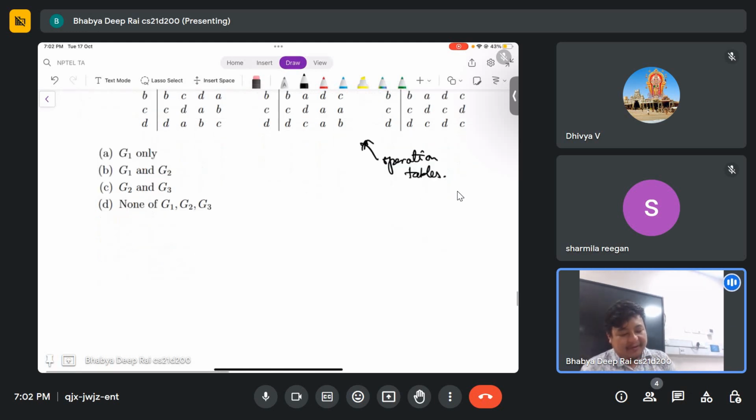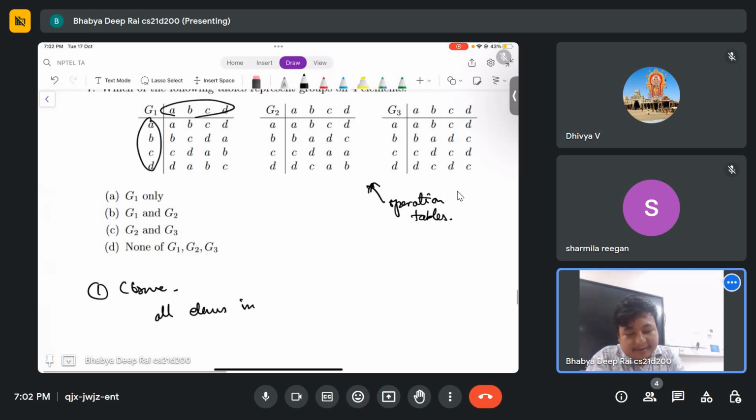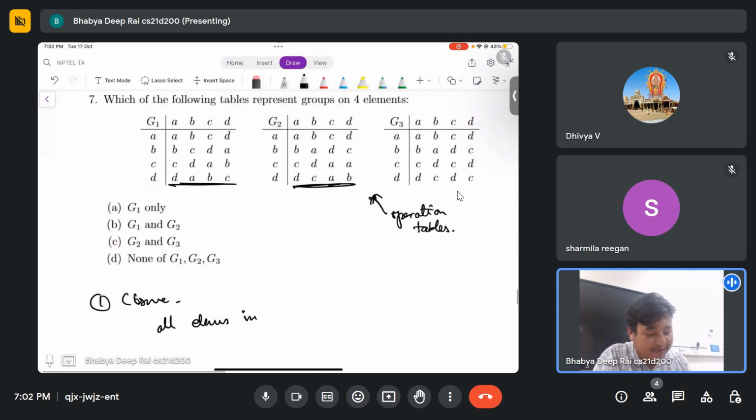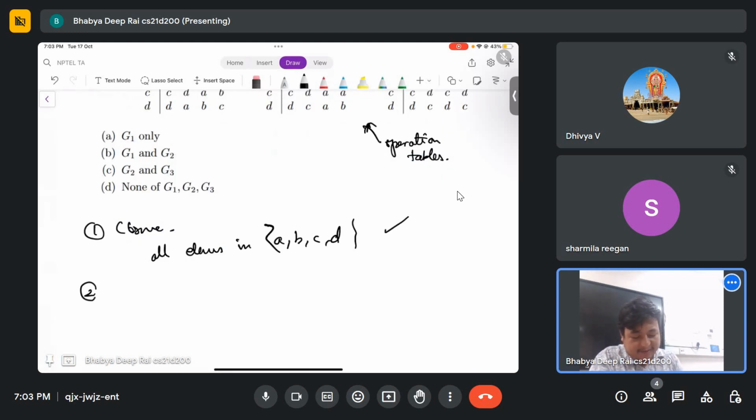Now let's try to solve this. Let's look at closure in all the three. After operating, these are the elements that you get. You realize that all the elements are within A, B, C, D, and these are the group elements. If I had something like E here, then I'd be going outside the set, so it should not be closed in that case. But we observe that everything after operation still lies within the A, B, C, D region. So closure holds. Next we'll look for associativity.